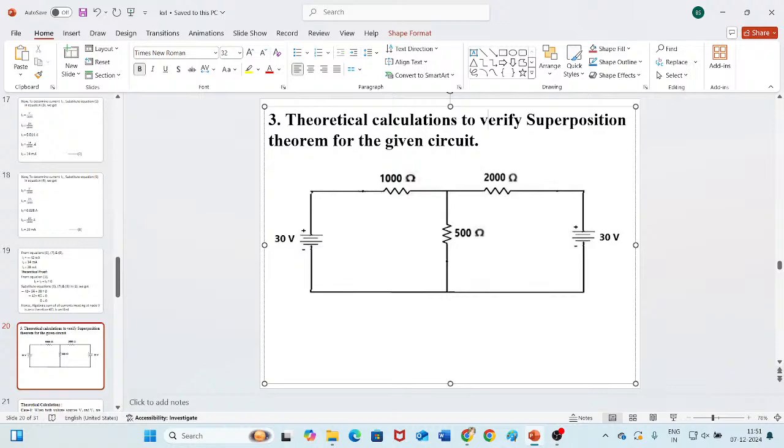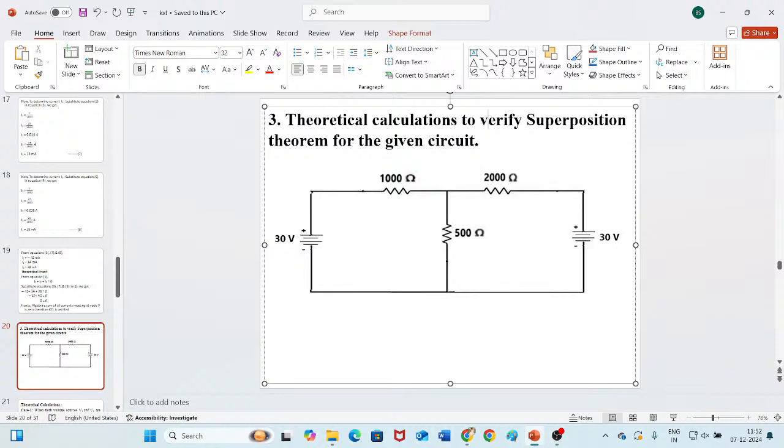To verify the superposition theorem, actually here a total of three cases will be there. One case is when all sources are present. Here only two sources are there, that's why there will be only three cases. The number of cases will depend on the number of sources. So the first case is when all sources are there, and the second and third cases are when an individual source is there. If more than two sources are there, the number of cases will increase. When both sources are present, one case. When only this source is present, one case. When only this source is present, another case.